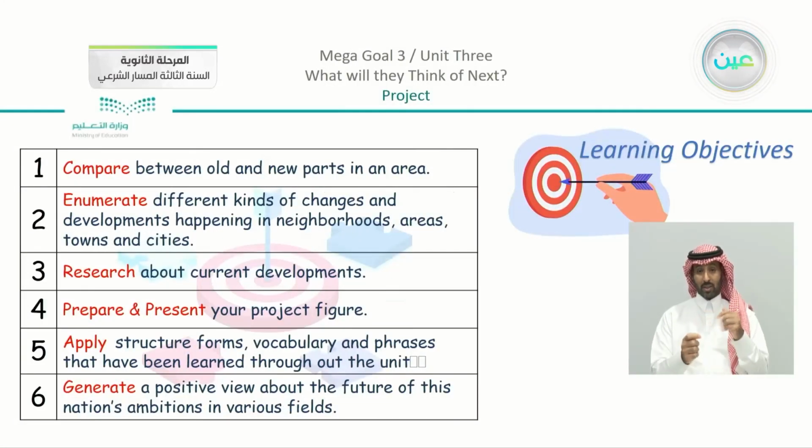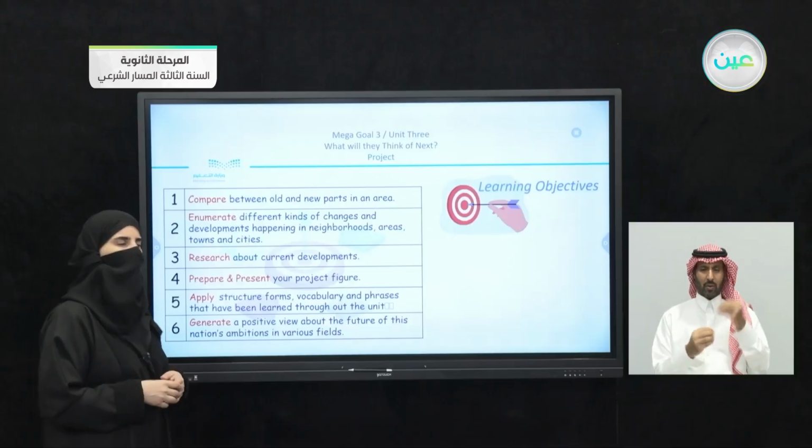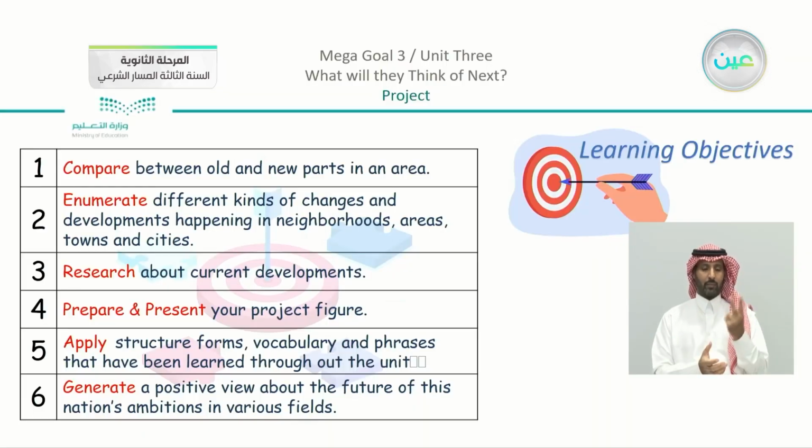Our objectives are going to be, number one, to compare between old and new parts in an area, like the pictures that I have showed you, and you can think about other things to compare. Number two, to enumerate different kinds of changes and developments happening in neighborhoods, areas, towns, and cities. Research about current developments. Prepare and present your project figure. Apply structure, forms, vocabulary, and phrases that have been learned throughout the unit.